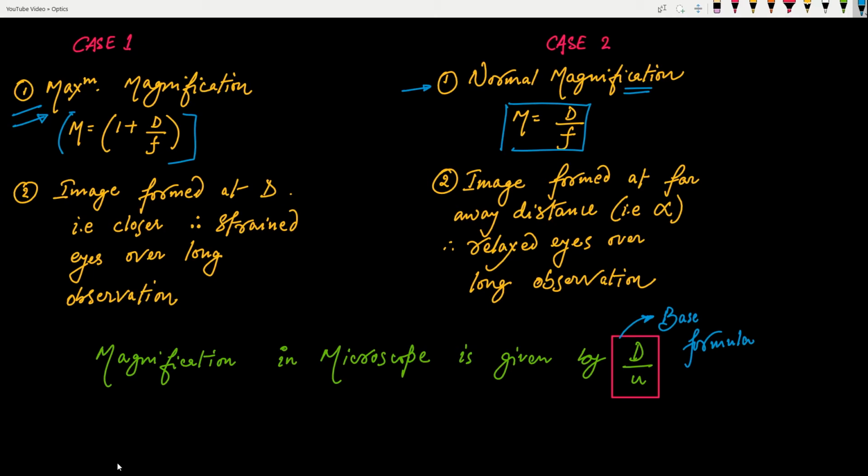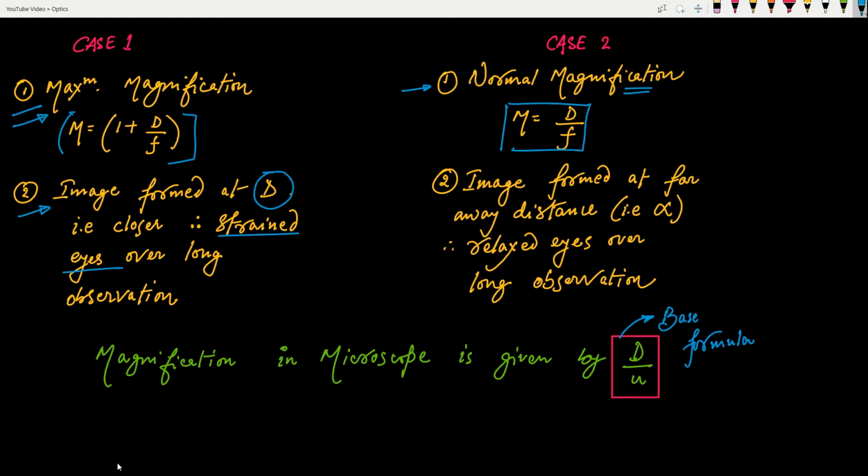Okay, if you look into point number 2, then we see that when we get maximum magnification, the image formed was at the distance of distinct vision. When the image is formed at the distance of distinct vision, then only we get the maximum magnification. And we know the distance of distinct vision is a closer distance, that is 25 centimeter. Therefore, since we are focusing on things that are closer to our eyes over a long period of time, we get pain in our eyes, and as a result we say that we are having strained eyes.